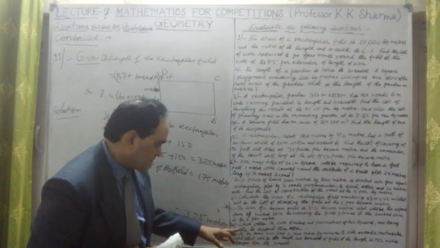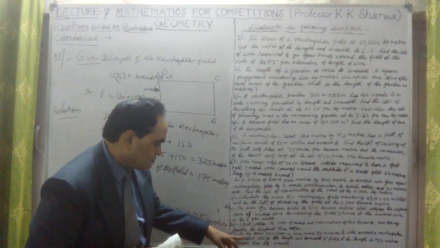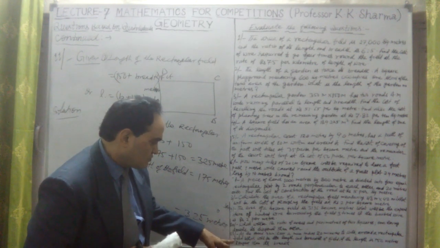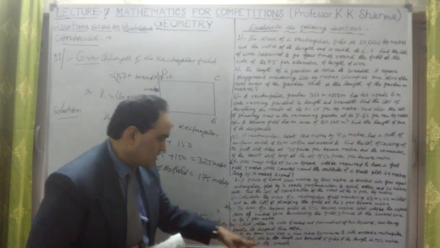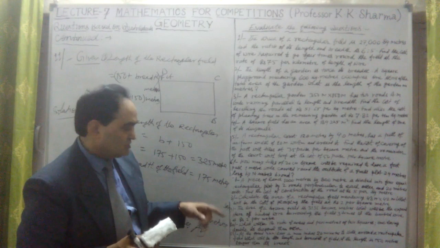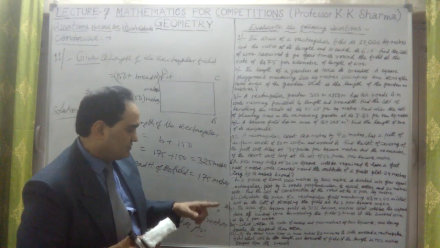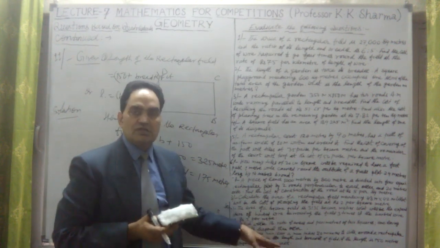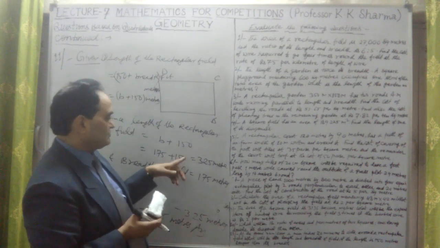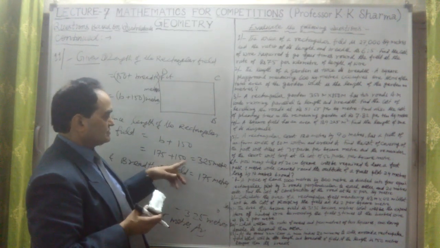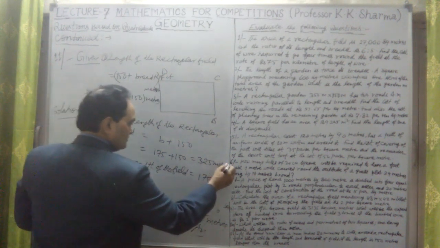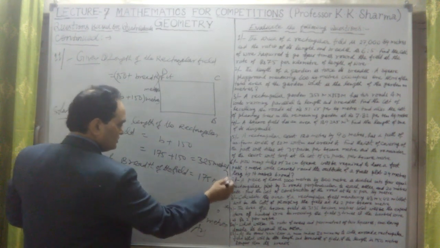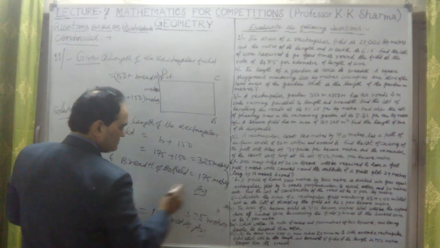This question asks to find the breadth and the length. What will be the length and breadth of the field if the length is 150 meters longer than its breadth? So whatever the breadth is, 150 plus breadth is the length. So length is 325 meters and breadth is 175 meters. These two are the answers here.